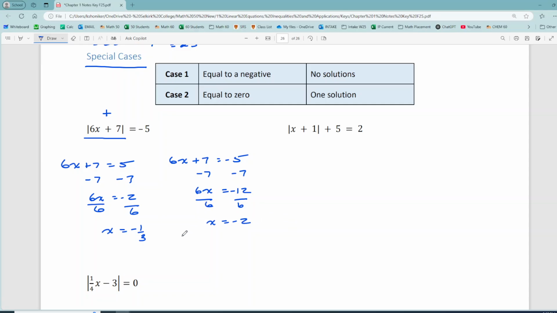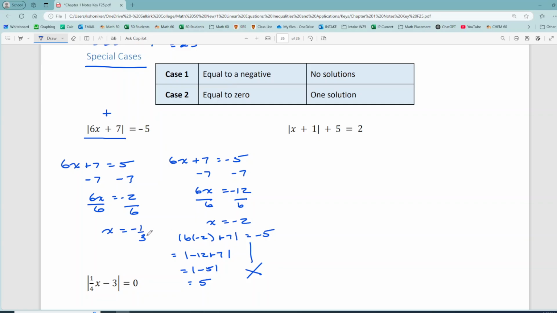So if I plug in negative 2, that's saying that 6 times negative 2 plus 7 is going to equal negative 5. Well, on the left-hand side, I have negative 12 plus 7, which is the absolute value of negative 5. So without the absolute value signs, sure, this made it true. But because of the absolute value signs, it made it equal to positive 5. It doesn't work. Nothing works.